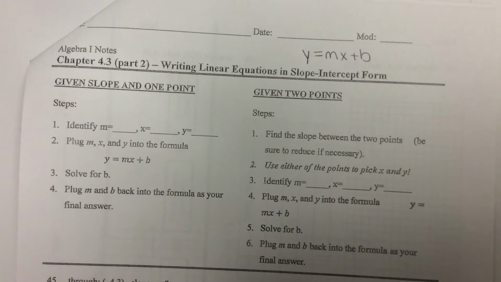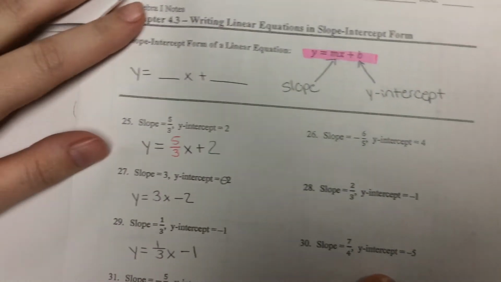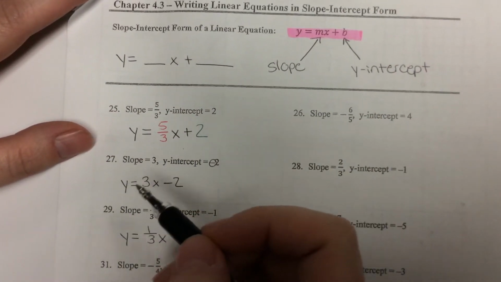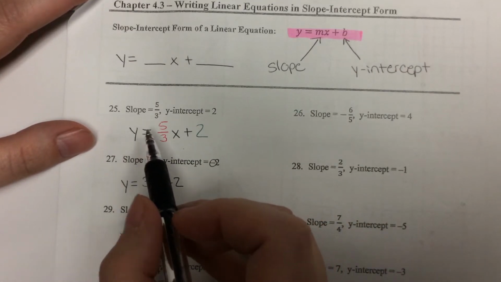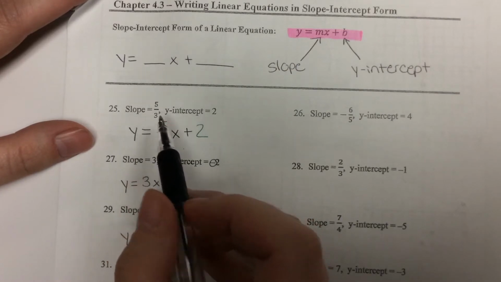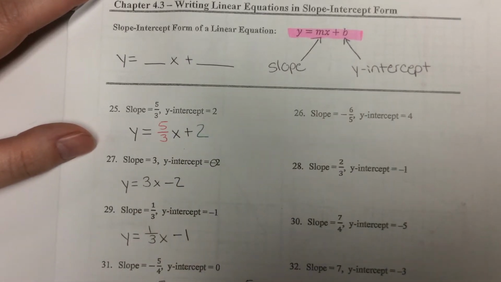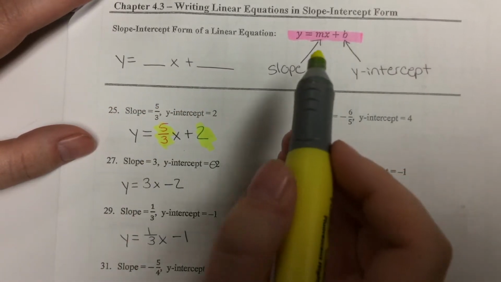So in our last video over the weekend, when we were practicing writing equations in slope-intercept form, it was really easy because if those two pieces of information, slope and y-intercept, are just given to us, it's just a matter of plugging those things into the equation. So like for number 25, we had y equals 5/3 x plus 2, because 5/3 was our slope and 2 was our y-intercept. So we were literally taking these two pieces of information and plugging them in where they go. It was just that easy. All right, back to the front.